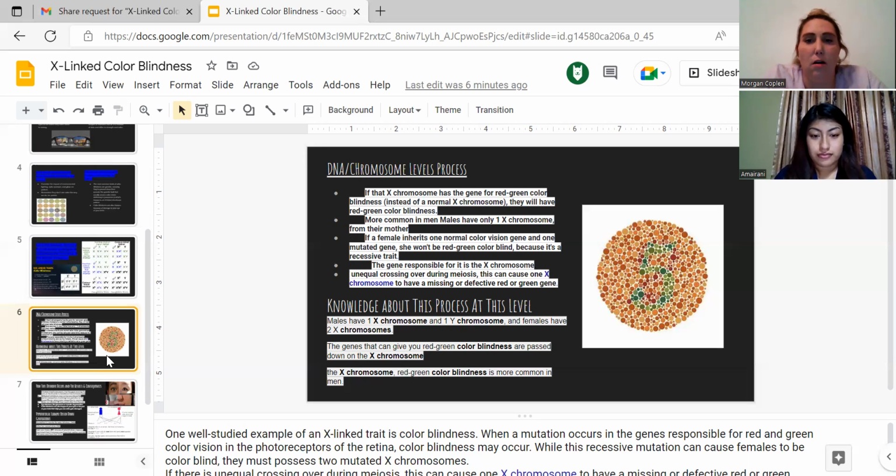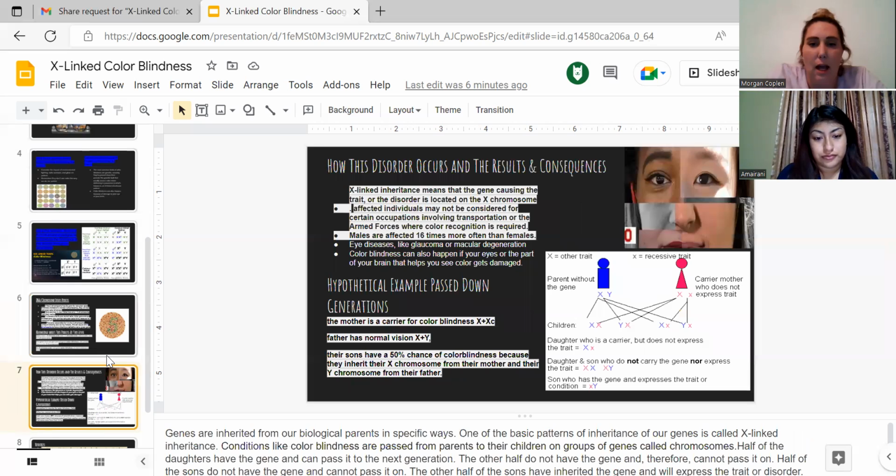Unequal crossing over during meiosis can cause one X chromosome to have a missing defective red or green gene. Knowledge about this process at this level of X-linked color blindness: one well-studied example of an X-linked trait is color blindness. When a mutation occurs in the gene responsible for red and green color vision in the photoreceptors of the retina, color blindness may occur. For this recessive mutation to cause females to be colorblind, they must possess 2 mutated X chromosomes.